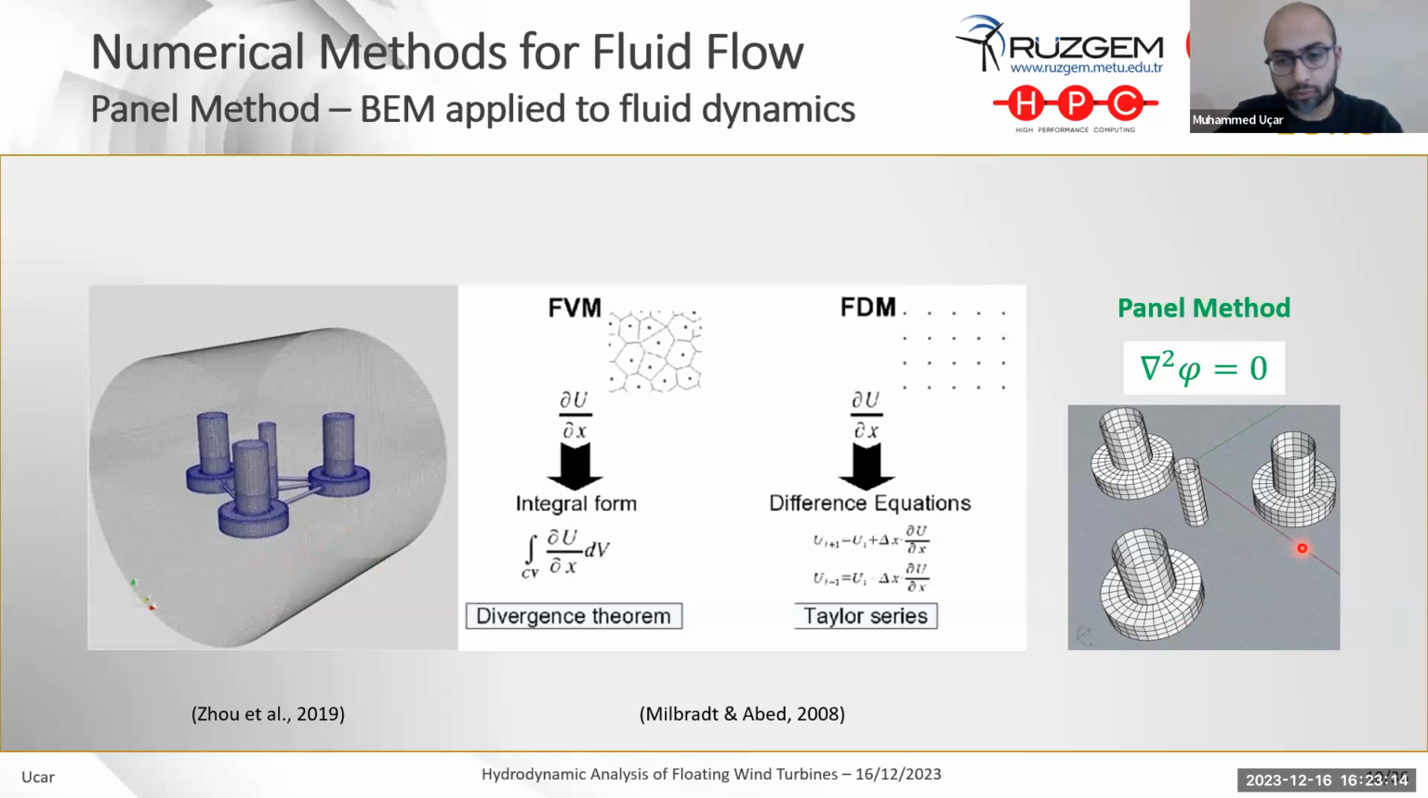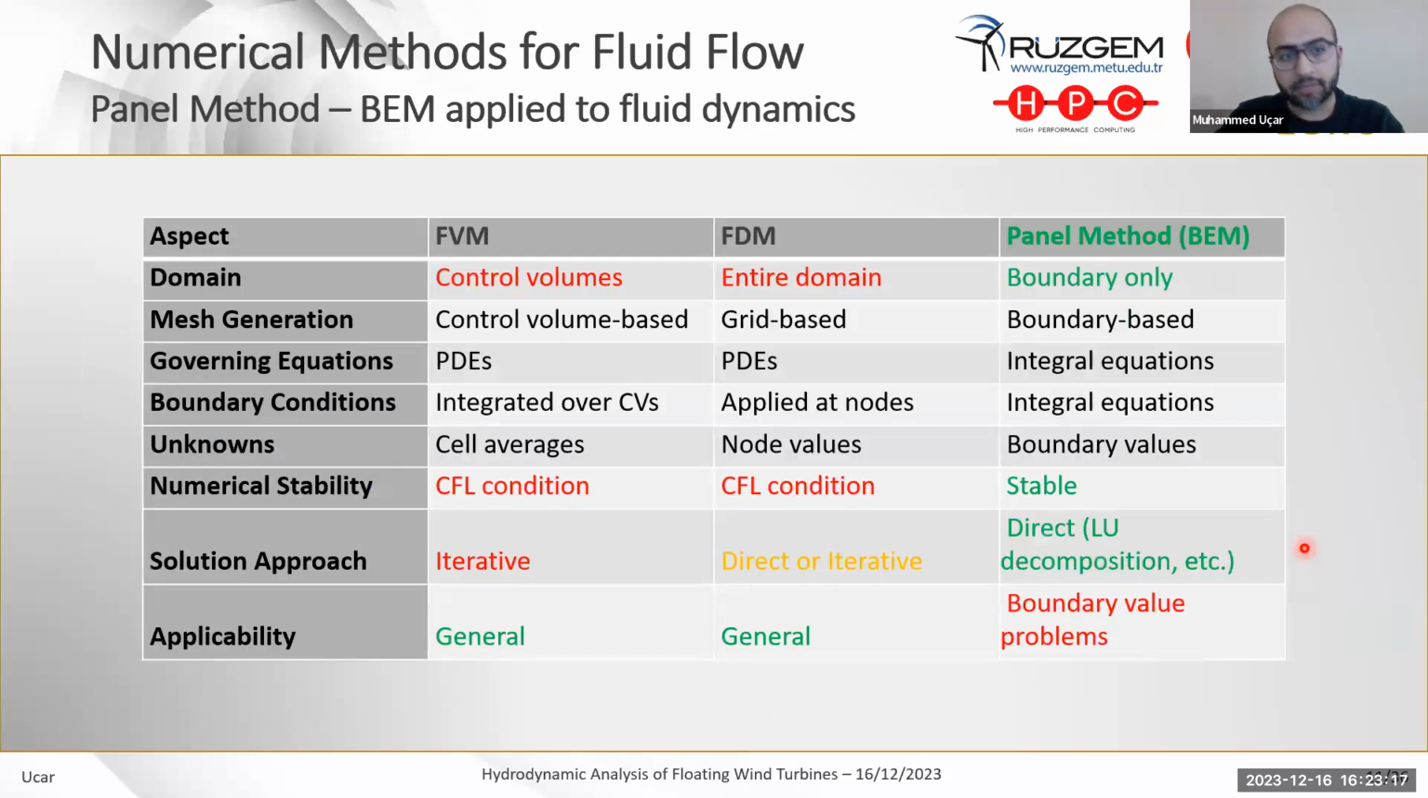And there's also more simplification. Let me show it in this table. Since our domain is only the boundaries, we are advantaged. Numerically, the panel method is stable, while for CFD, we have CFL conditions. And for the solution approach, we are not doing any iterative process. The solution is direct. But the question is its applicability.